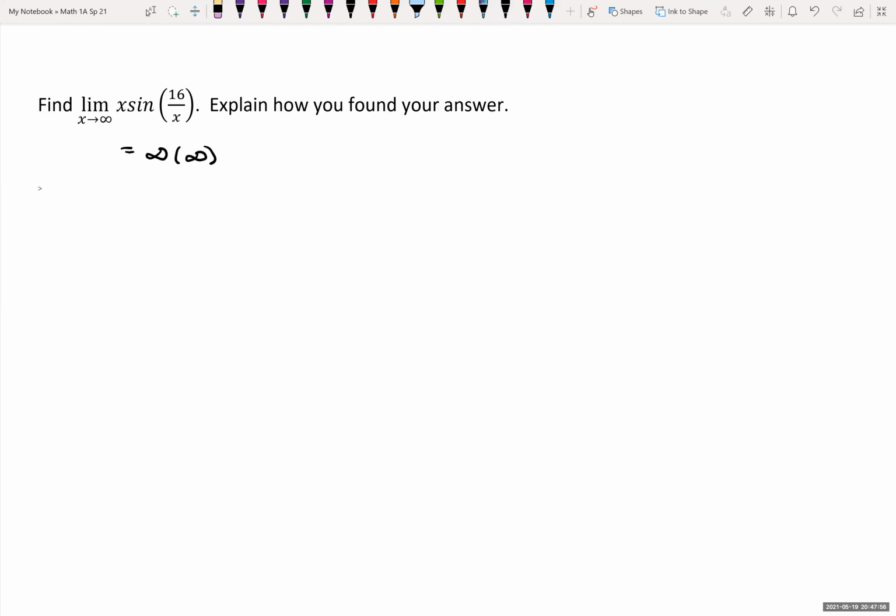Let me just talk about this a little more. As x goes to infinity, 16 over x, so 16 over something that's growing really large, this little piece is going to 0. And sine of 0 is 0. So infinity times 0 is an indeterminate form.